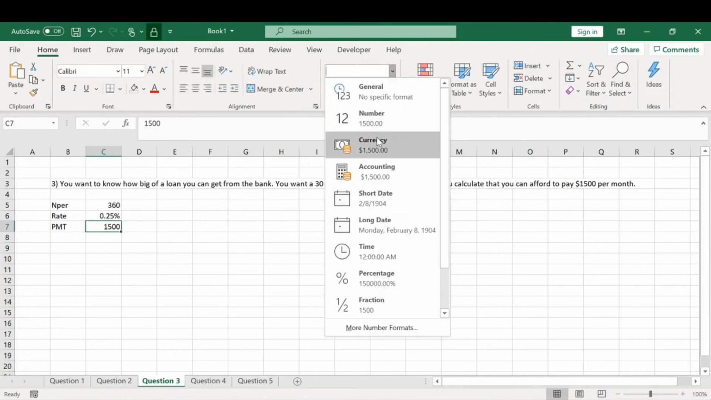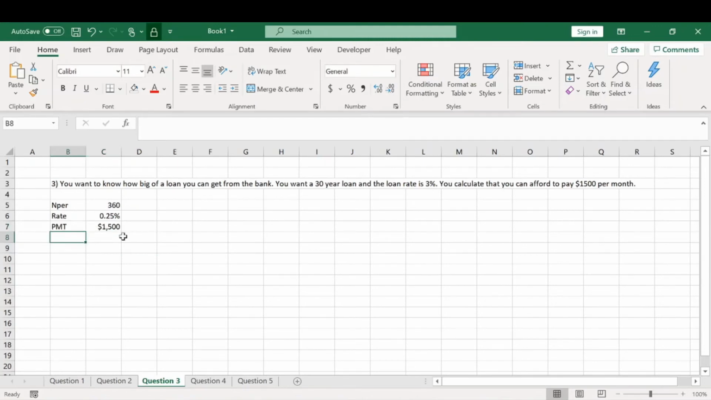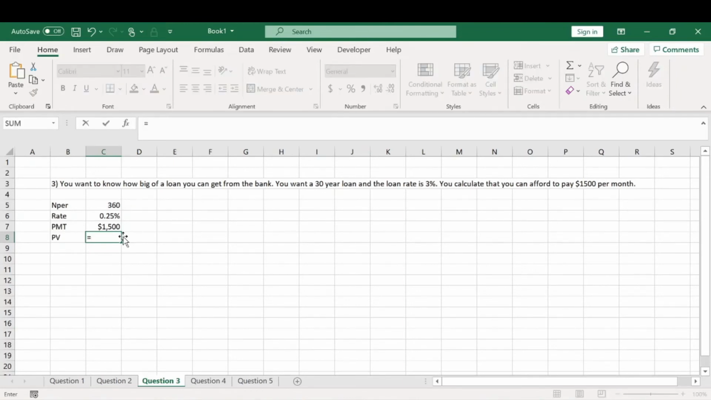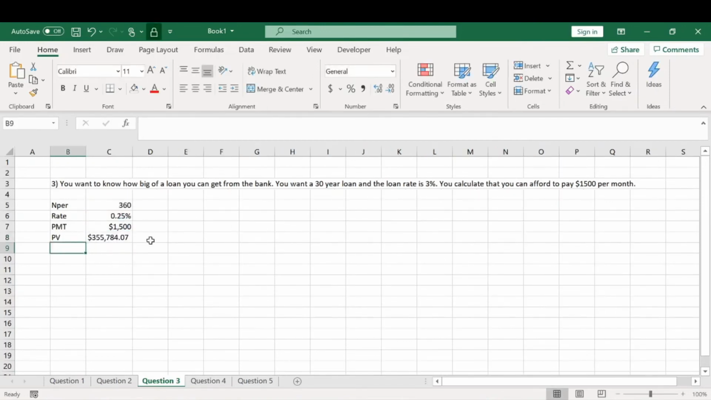And what we're trying to determine, so we want to know the present value here. We want to know in today's dollars the size of the loan that we are able to receive. So we'll go ahead and do a negative PV function, find the rate, number of periods, and the payments. All right, so in today's dollars, if we can spend $1,500 per month at a 30-year fixed rate loan of 3% interest, we can afford a $355,784.07 loan today.